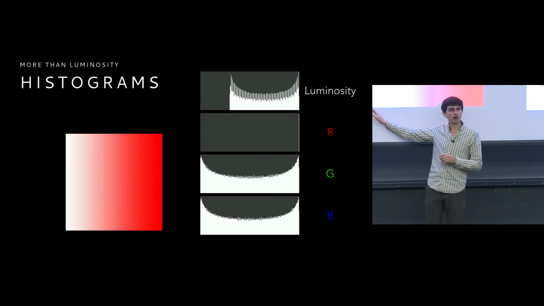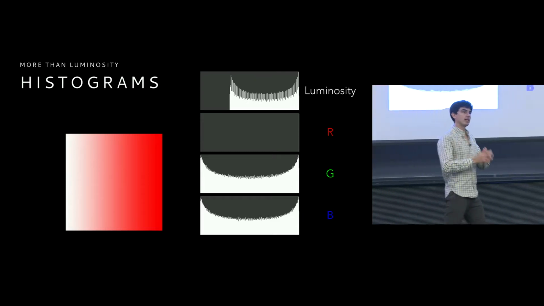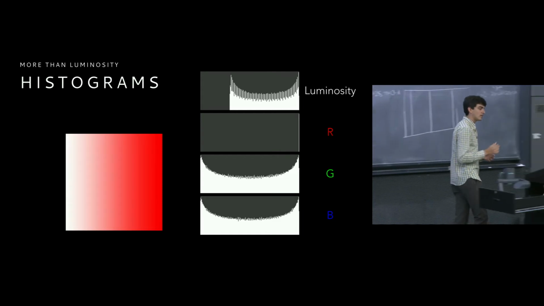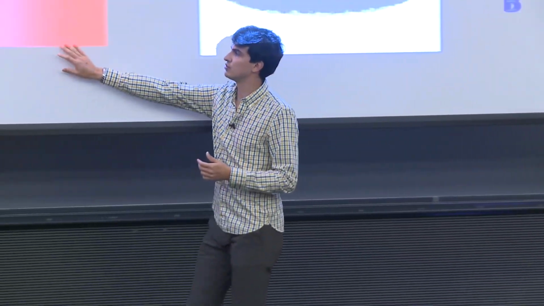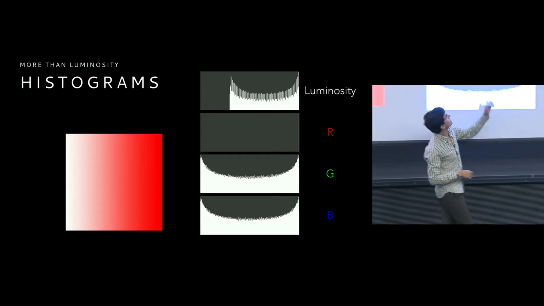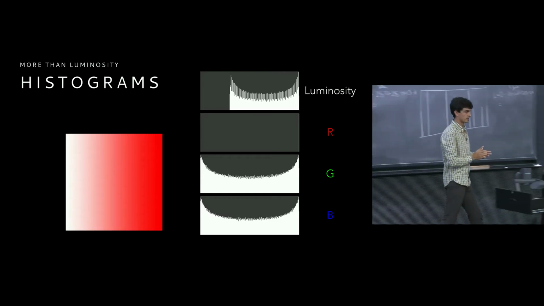So the pixels on the far left column of this image are white, and we already talked about what white is. It's a full prevalence of red, full prevalence of green, and a full prevalence of blue, which means that everywhere in this image there is a total presence of red. And that's what we see in the red channel histogram that results from this.